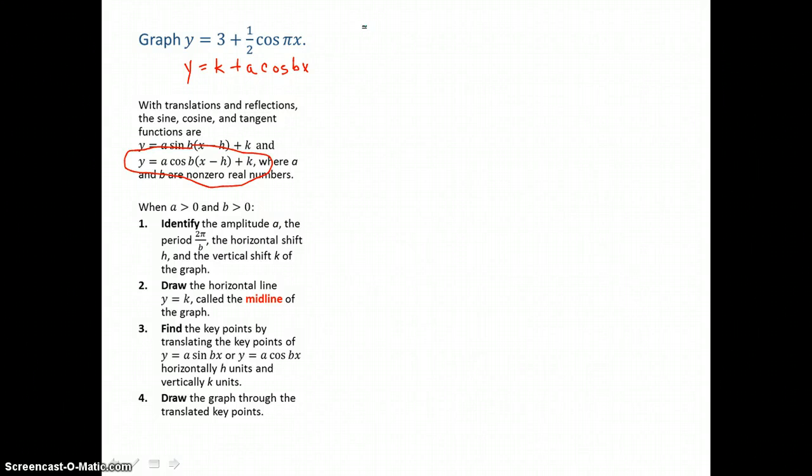And that k value of 3 is going to cause a shift in that horizontal axis or midline from the x-axis to y equals 3. And that a value is going to give us our amplitude. Our amplitude is the absolute value of a, and the absolute value of 1/2 is 1/2. So we have an amplitude of 1/2.